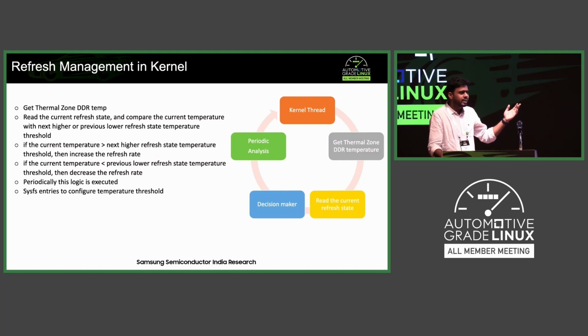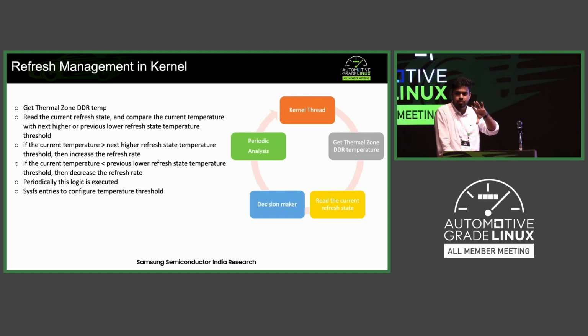We can get the DRAM temperature itself too, but while doing a DRAM temperature read, for a certain period of time we need to send a mode register command to get the temperature, which can block the DRAM access at that point. So it's better to use the thermal zone DDR temperature for that. Once we read the thermal zone DDR temperature, we get the current refresh rate, or the state of the refresh, and then we compare the current thermal zone temperature with the next threshold temperature or the previous threshold temperature.